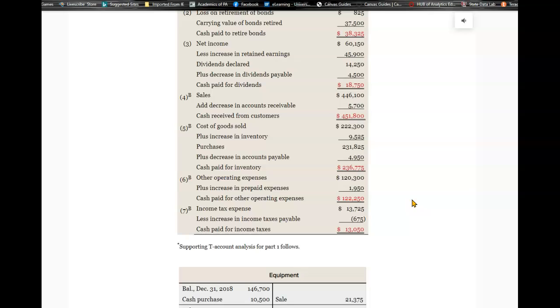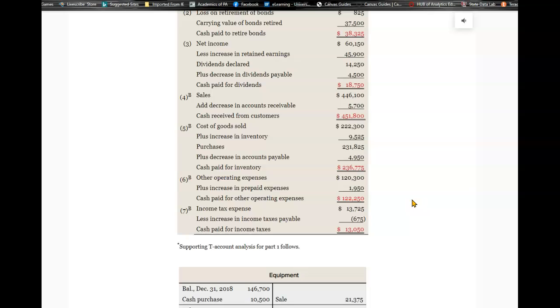And then what happened finally for the income tax expense? Well, for income taxes, what amount of cash did we pay? We reported income tax expense of $13,725. That would be less the increase in the income taxes payable of $675. So that meant that we actually paid out for income taxes $13,050.